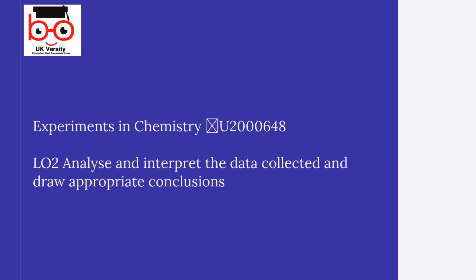This session focuses on the learning outcome: to analyze and interpret data collected and draw appropriate conclusions. Have you ever wondered how scientific principles are applied in chemistry experiments? In this video, we will explore how to analyze and interpret data from experiments such as chromatography, reaction rates, crystallization, and pH changes, ensuring accuracy and drawing meaningful conclusions.